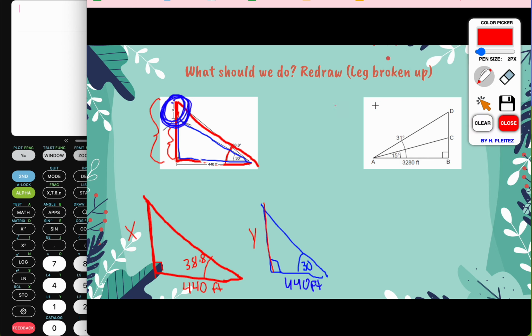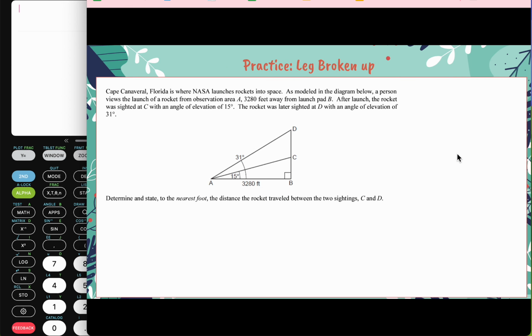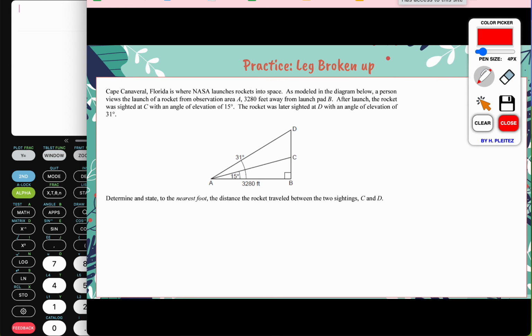All right, now I'm gonna have you guys try to do the last one on your own. All right, we're going to go ahead and do this one. So Cape Canaveral, Florida, is where NASA launches rockets into space. As modeled in the diagram below, a person views the launch of a rocket from observation area A, 3,280 feet away from launch pad B. After launch, the rocket was sighted at C with an angle of elevation of 15 degrees. The rocket was later sighted at D with an angle of elevation of 31 degrees.